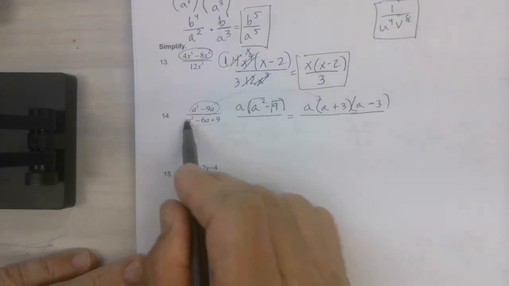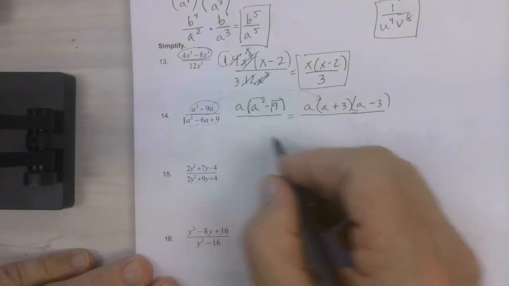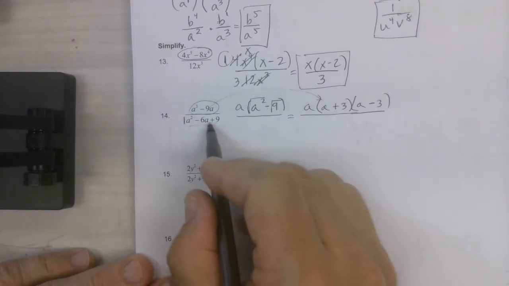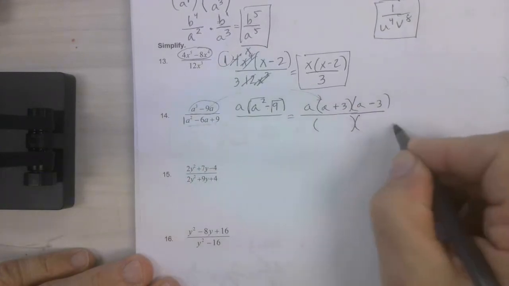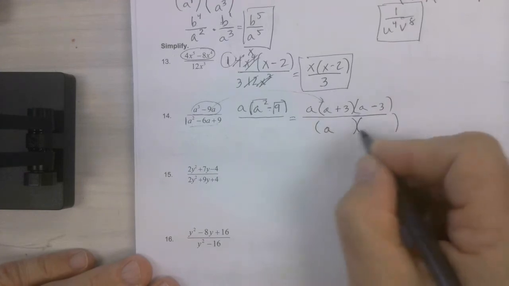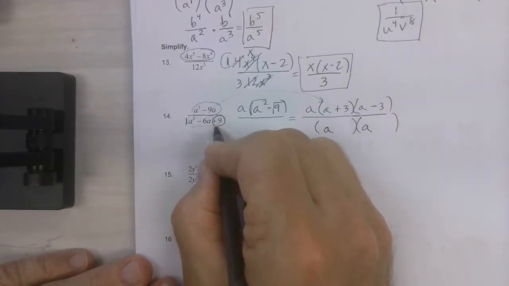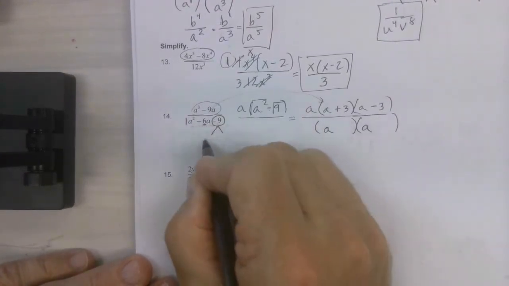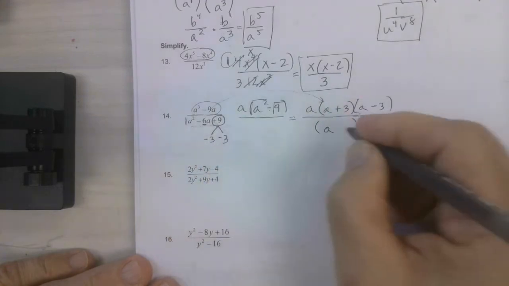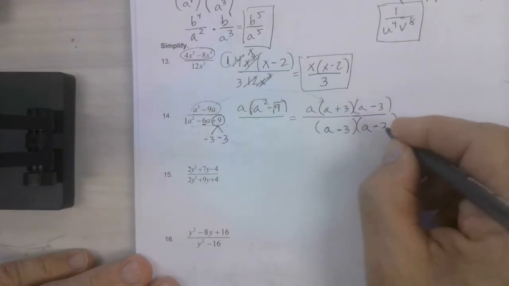This is simply a leading-coefficient-of-1 trinomial. And so that means we can go right to our parentheses. I know this is going to be a and a. What are two factors of positive 9 that add up to negative 6? That'd be negative 3 and negative 3. So these are both negatives.